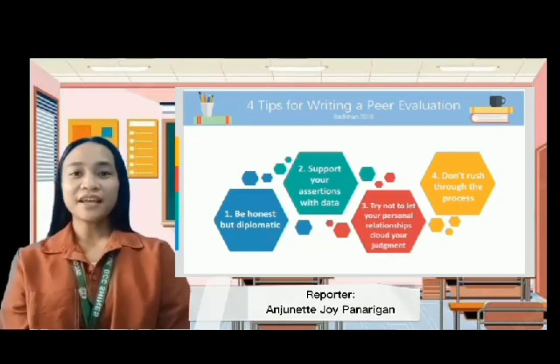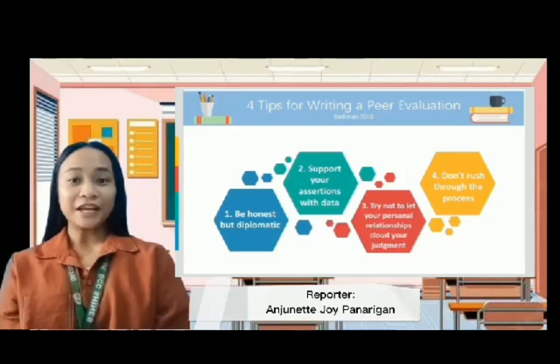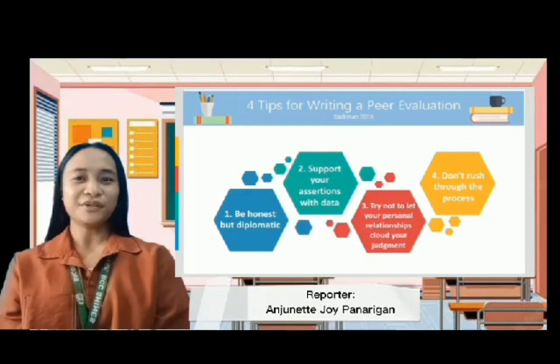Number 3, try not to let your personal relationship cloud your judgment. In reality, you shouldn't let your friendship or lack of friendship influence the content of peer evaluations. Rather, focus on your colleagues' abilities and performance. For example, your friend Kenneth might be the kindest person you know, but if he is not the best worker in your department, don't say that he is.